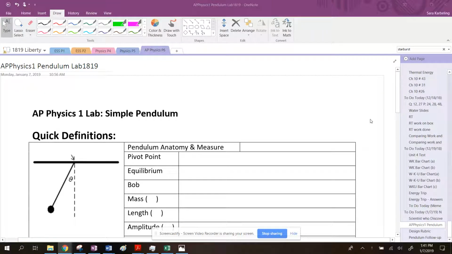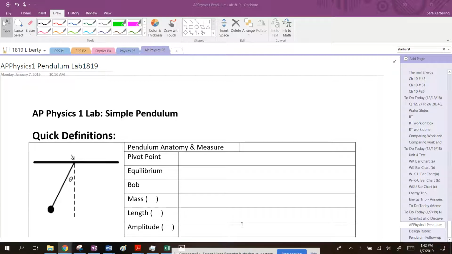All right, so we are going to go ahead and get started here. We are going to start our unit on simple harmonic motion. Simple harmonic motion means things moving back and forth and back and forth and back and forth. We're going to start that today with a quick lab about a pendulum, okay?